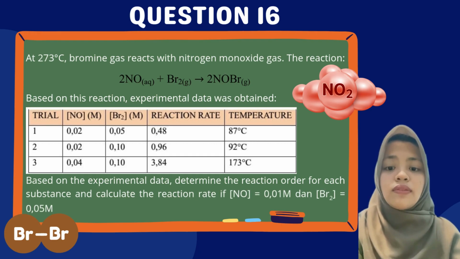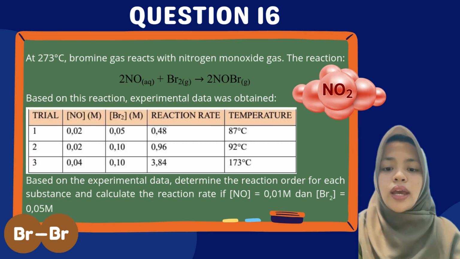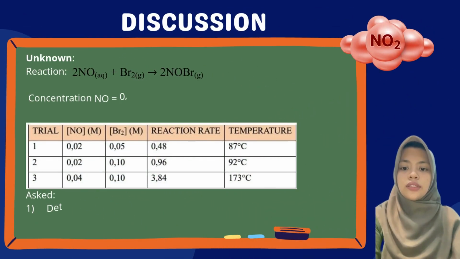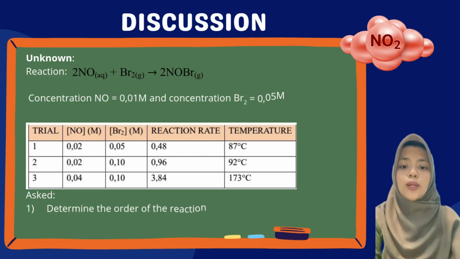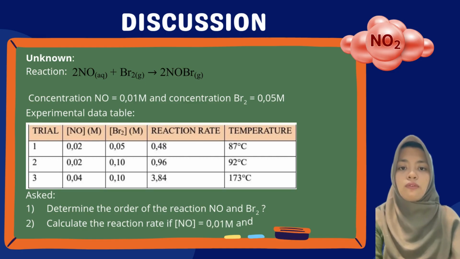At 273 degrees Celsius, bromine gas reacts with nitrogen monoxide gas. The reaction is 2NO gas plus Br2 gas producing NOBr gas. Based on the experimental data obtained: Trial 1, concentration of NO is 0.02 molar, concentration of Br2 is 0.05 molar, reaction rate is 0.48 molar per second, temperature is 87 degrees Celsius.